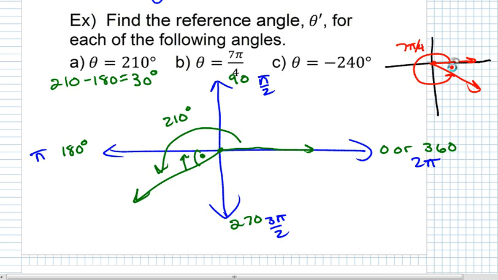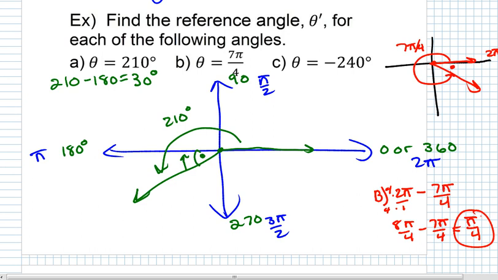And so this would be the reference angle right here, and since this is 2 pi, for part B, you would take 2 pi and subtract 7 pi over 4. So remember, when you get a common denominator, you multiply by 4. So you get 8 pi over 4 minus 7 pi over 4, which would be pi over 4.